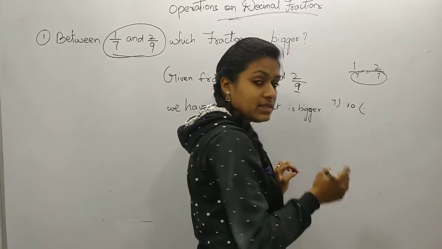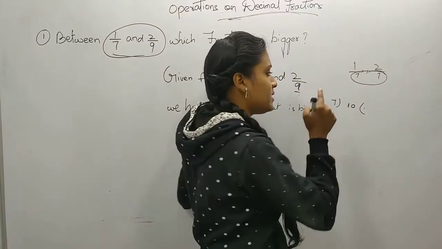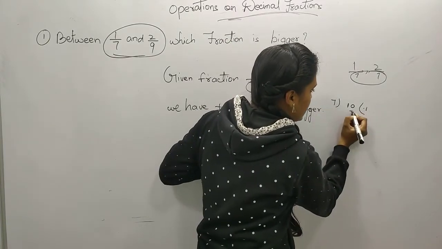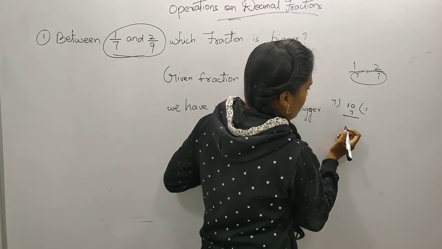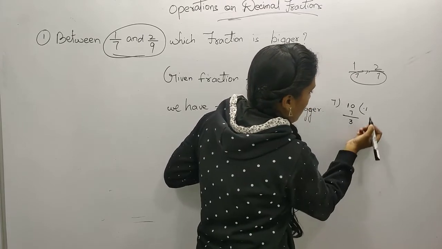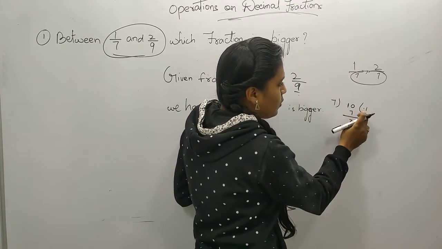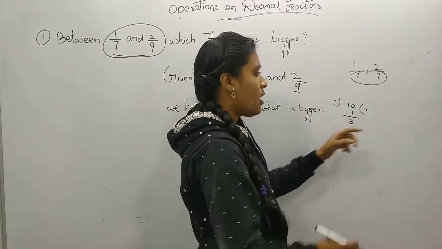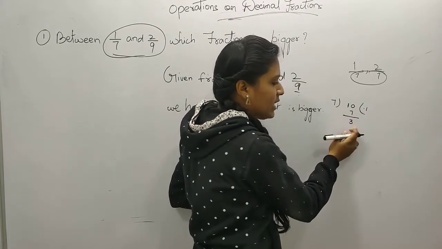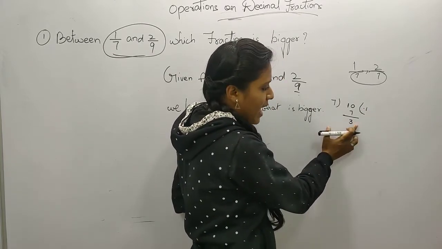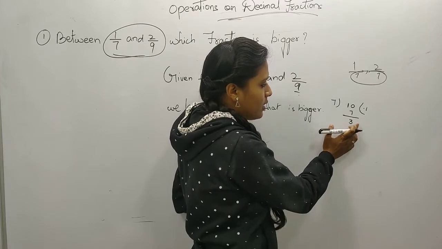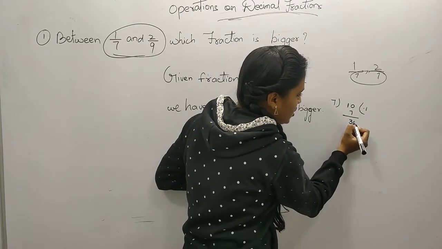7 ones are 7, 7 twos are 14. 14 is bigger, so the smaller one is 7 ones are 7. 10 minus 7 is 3. Once again, what will you do? Whenever you put the point, you can keep adding 0. Only a single 0 can be added to the number at a time. So once again you keep 0.